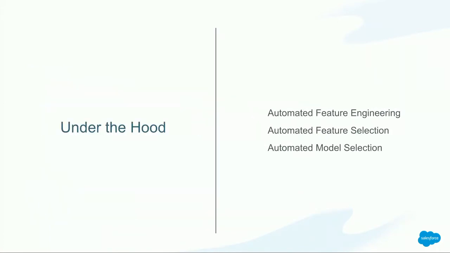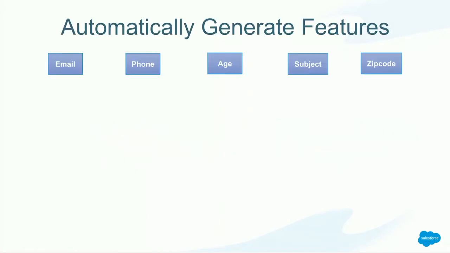I want to point out a few things under the hood and then hand it off to Michael, who will show a cool demo of how this actually works in practice. I want to talk about how you do automated feature engineering, feature selection, and model selection, because these are really the core things that we're trying to solve when building a machine learning framework.